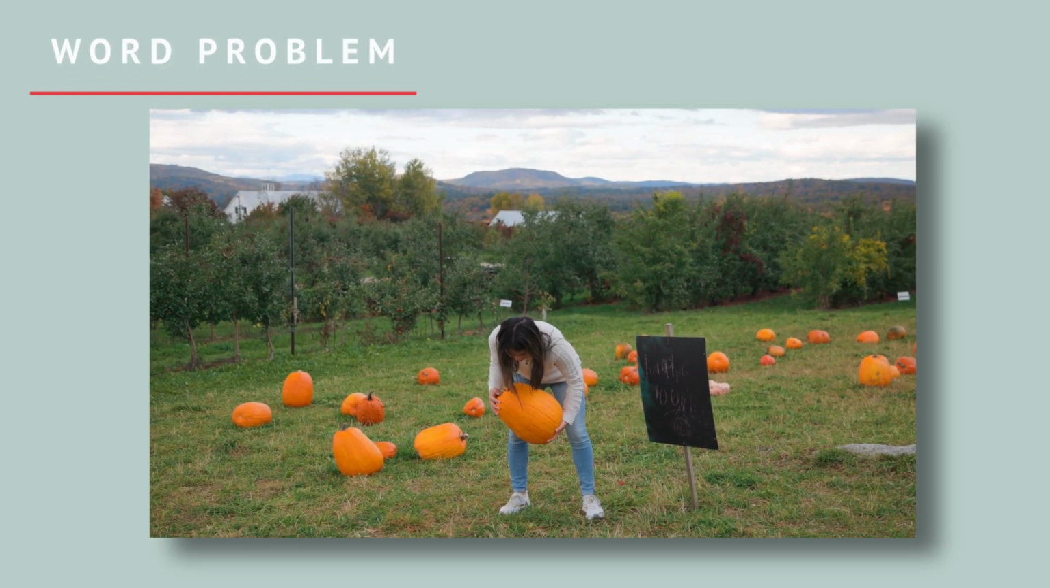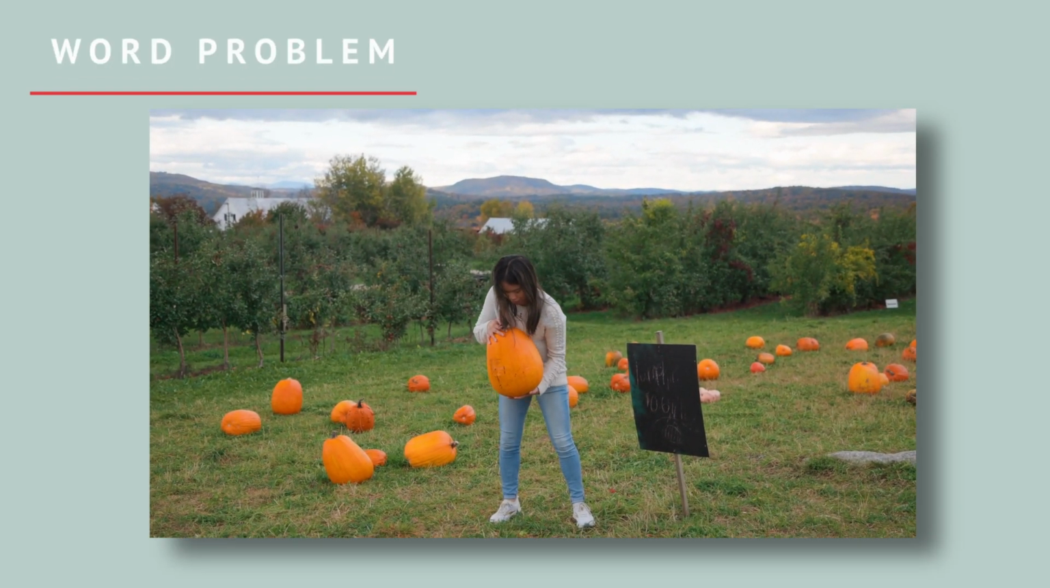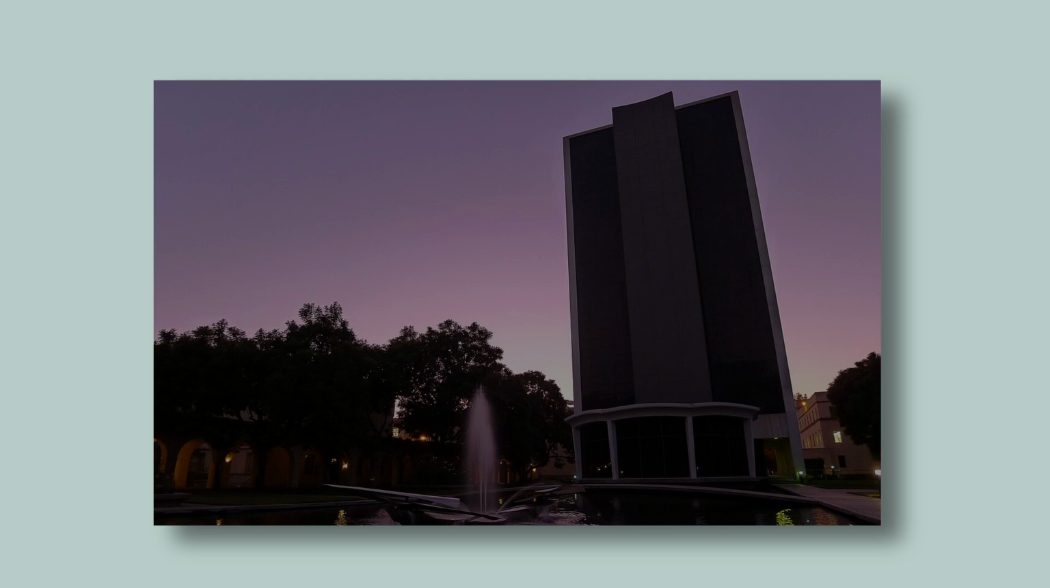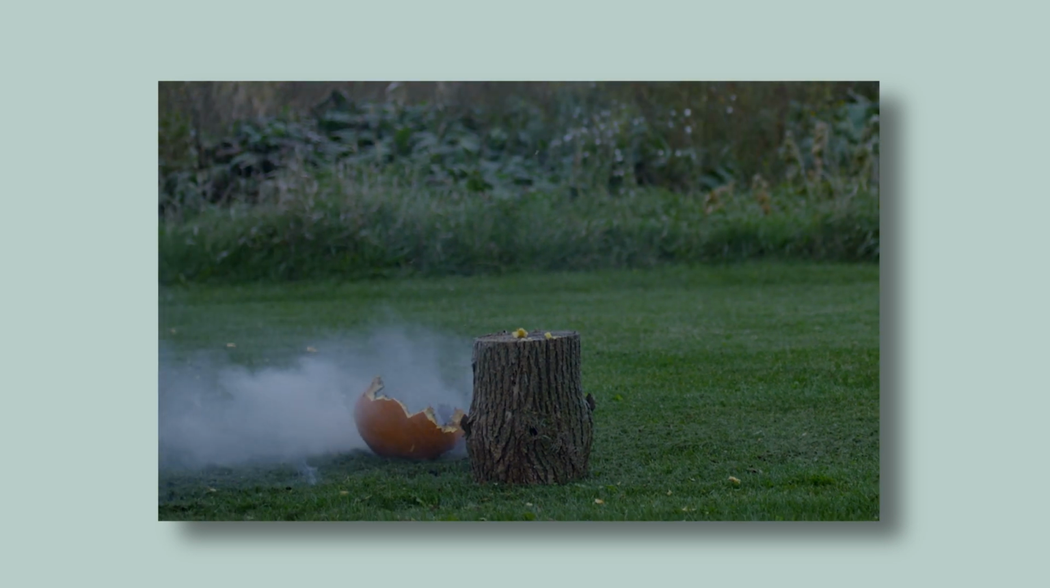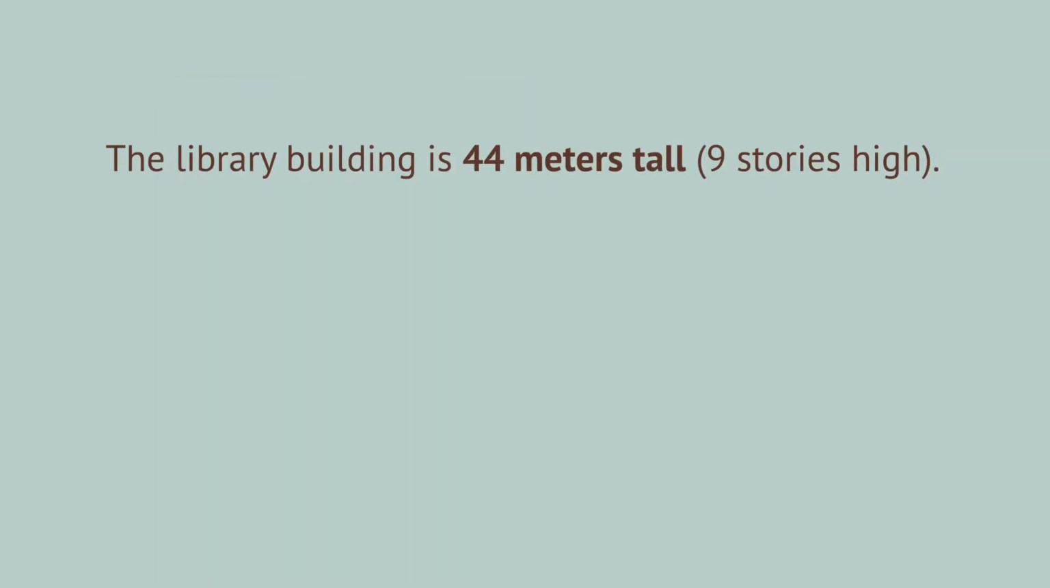The students at Caltech have a smashing Halloween tradition. At the stroke of midnight, they drop frozen pumpkins off the top of the library, the tallest building on campus. The frozen pumpkins shatter below, leaving a terrific mess. The library building is 44 meters tall, 9 stories high.